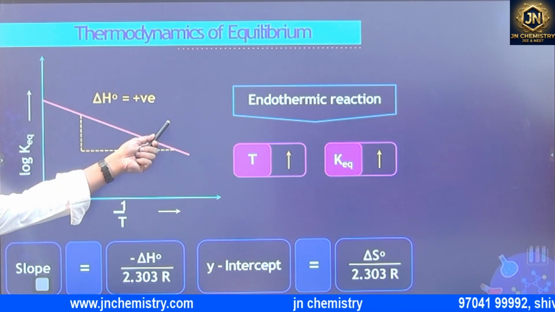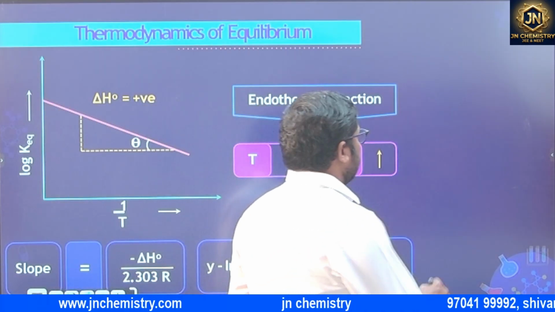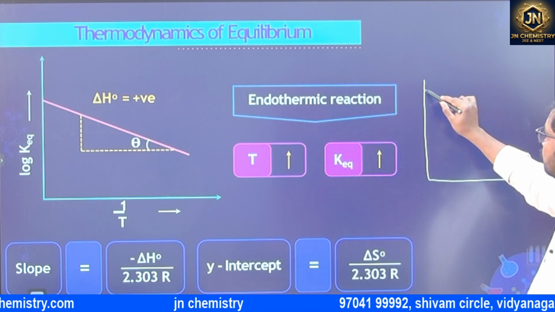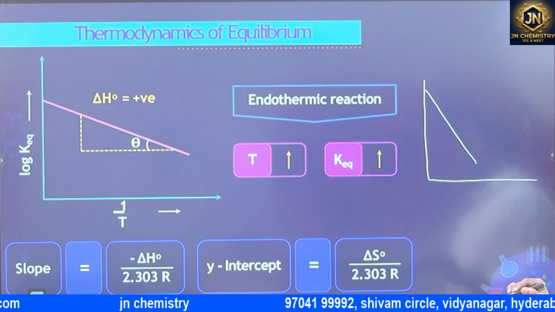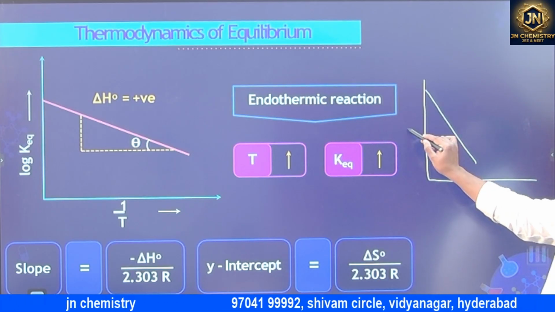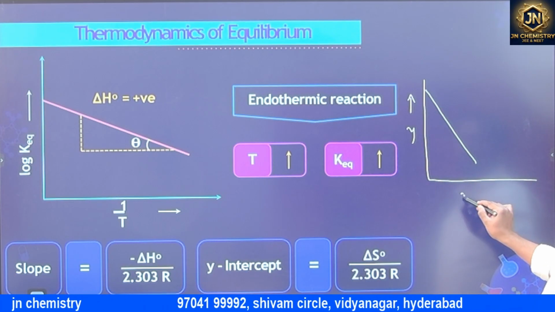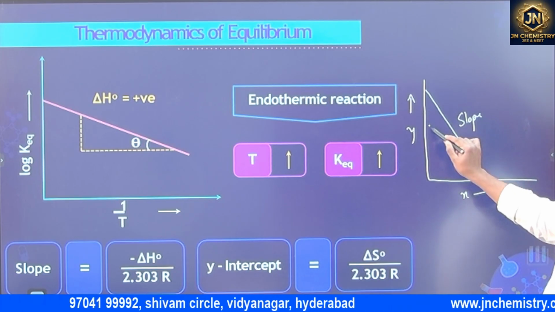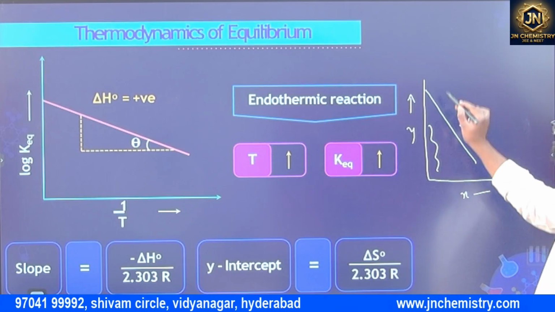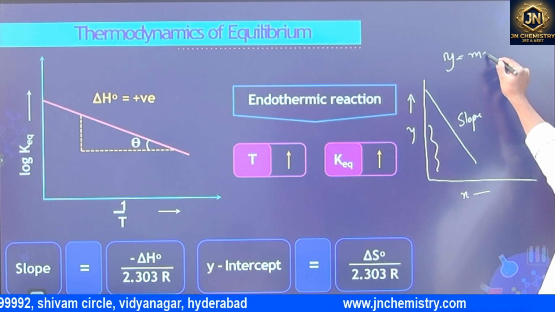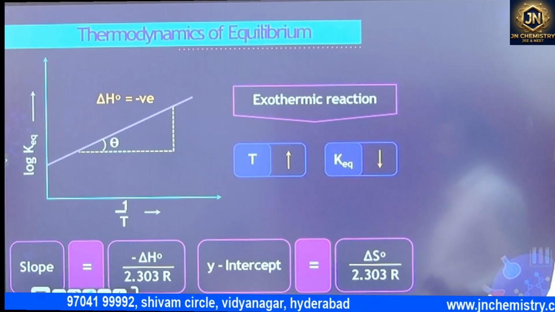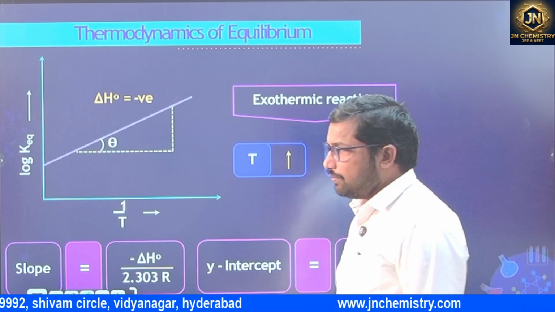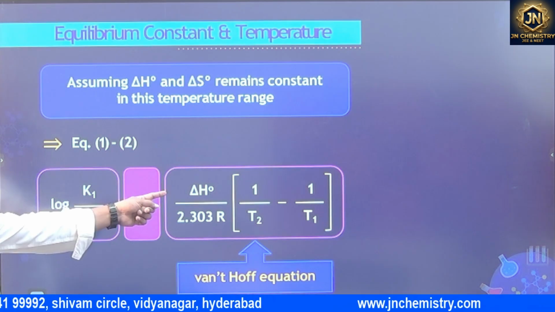If ΔH is positive, that is an endothermic reaction. So always remember that y = mx + c, we will get a negative slope like this. For exothermic reactions, if temperature increases, the K equilibrium decreases. Slope is ΔH°/2.303R.